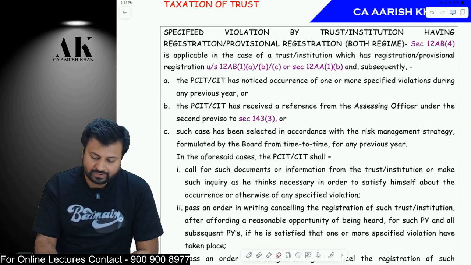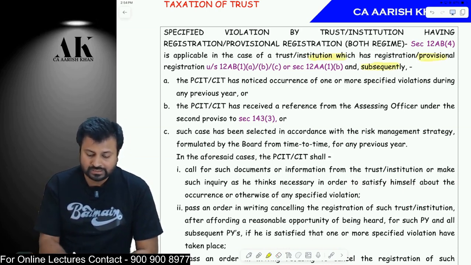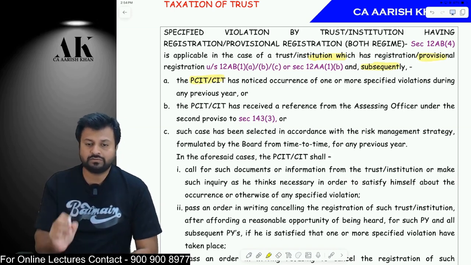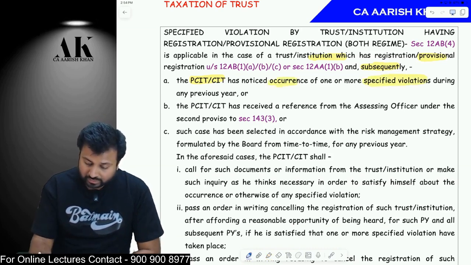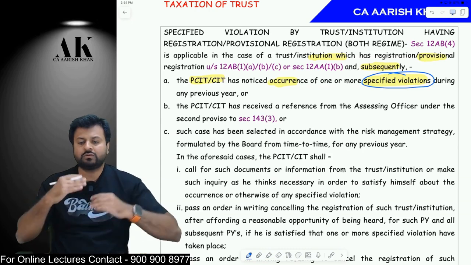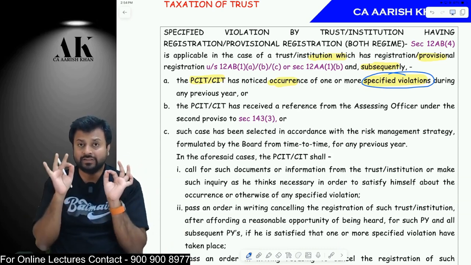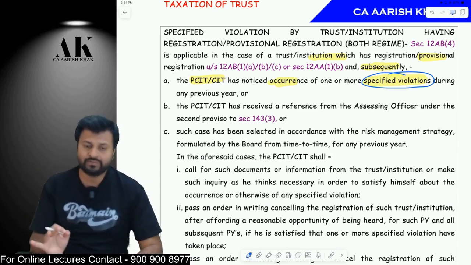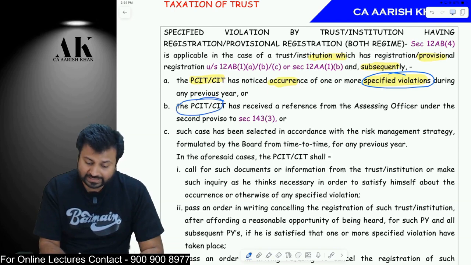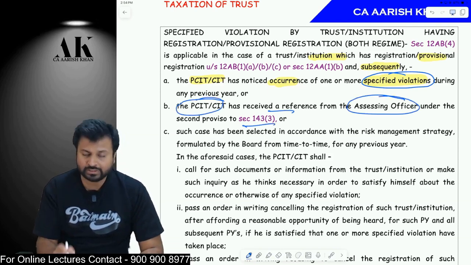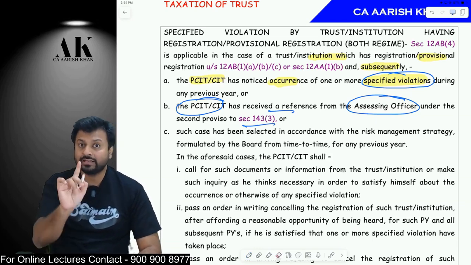Listen carefully. Where a trust has been registered or has been provisionally registered, and subsequently the commissioner, that is principal commissioner or commissioner of income tax, has noticed the occurrence of one or more specified violations. So if the trust has done one or more specified violations, or what do you mean by the term specified violation, that we are going to see in a while. So if the CIT noticed that you have done one or more specified violations, then the CIT will cancel your registration. Or if the CIT has received a reference from the AO that you have done something wrong, then also he can cancel your registration.